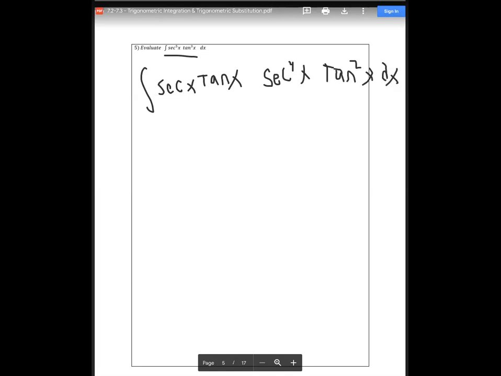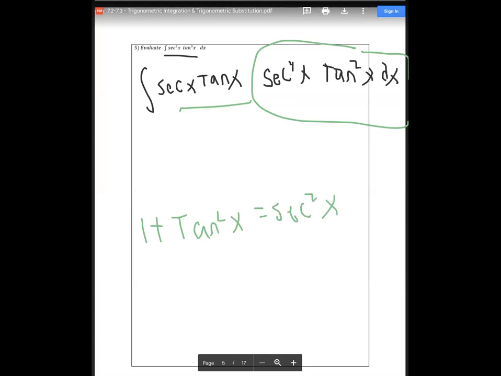The next step says to convert the remaining tangents into secants, so that's exactly what we're going to do. We're not going to touch the secant tangent factor because that's what it's telling us to save. But from here, we're going to convert whatever tangents we have into secants. This is actually a really easy identity: 1 plus tangent squared of x is equal to secant squared of x. So it's really easy to manipulate in your head because tangent squared of x is simply equal to secant squared of x minus 1, which is pretty easy.